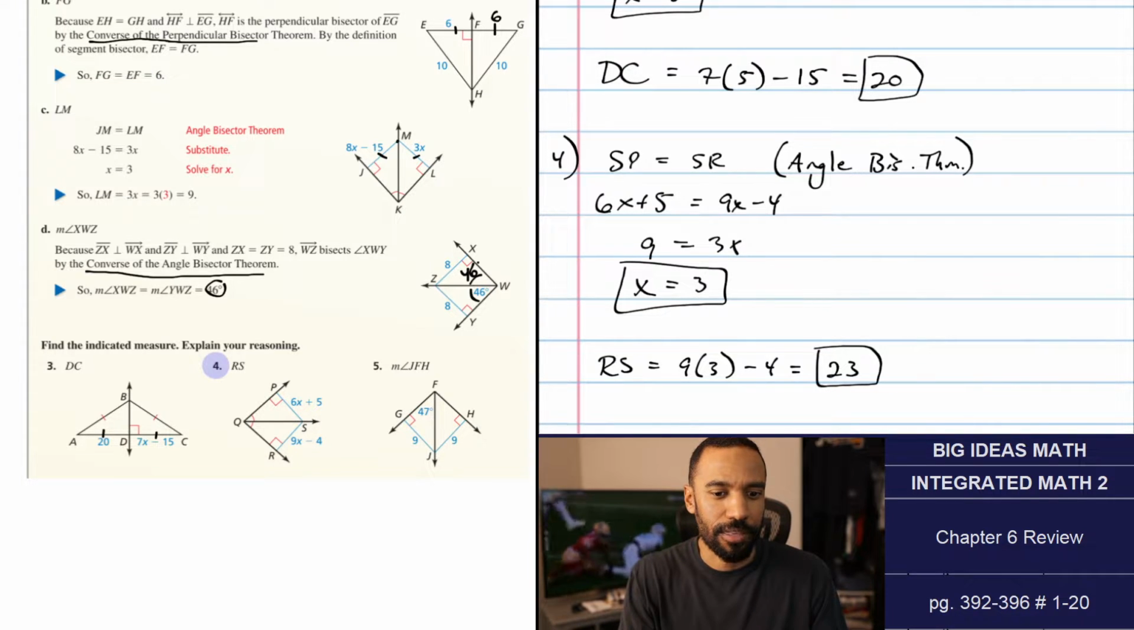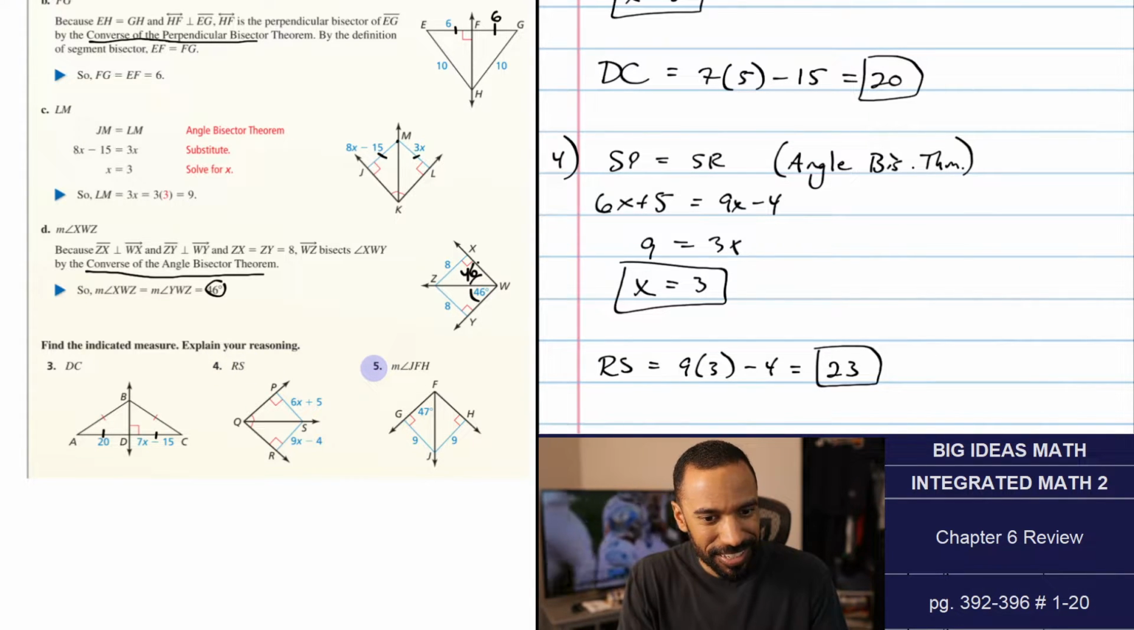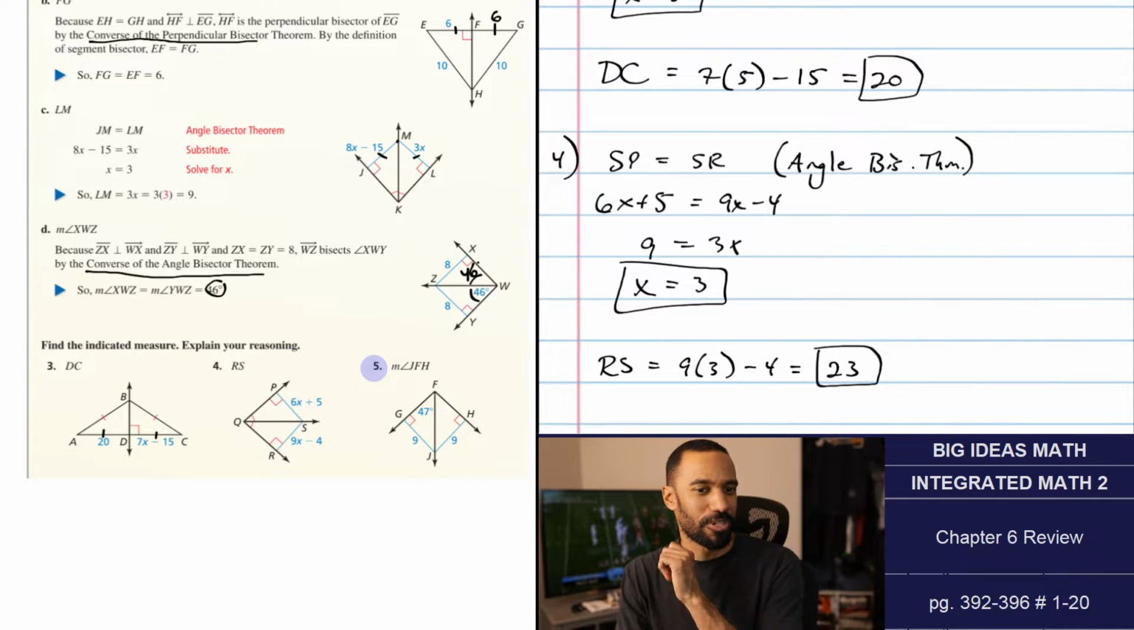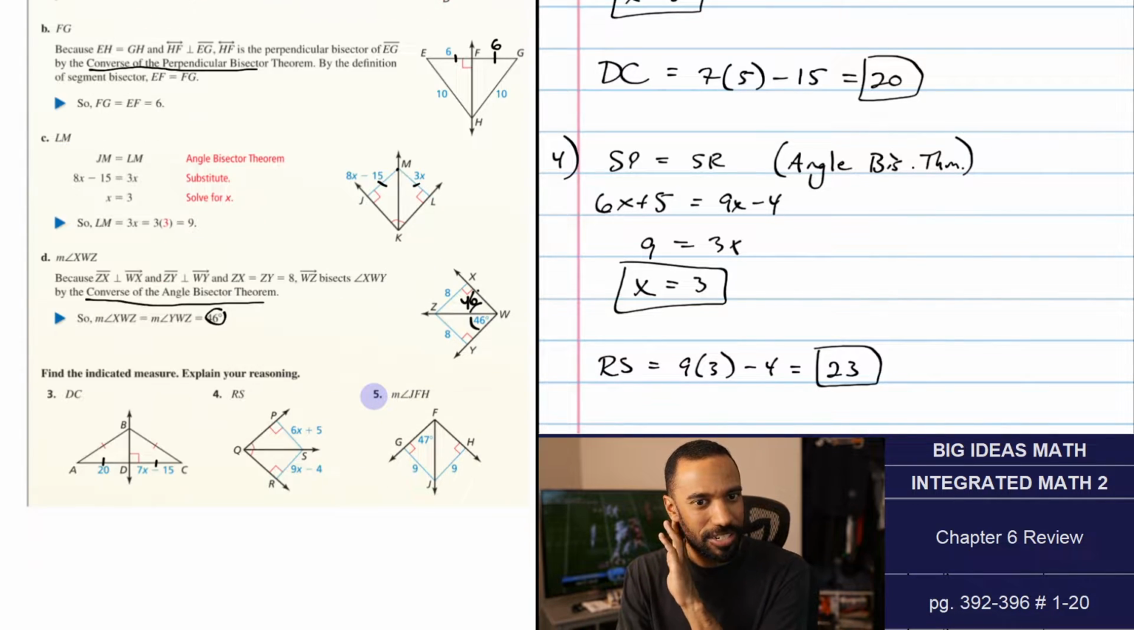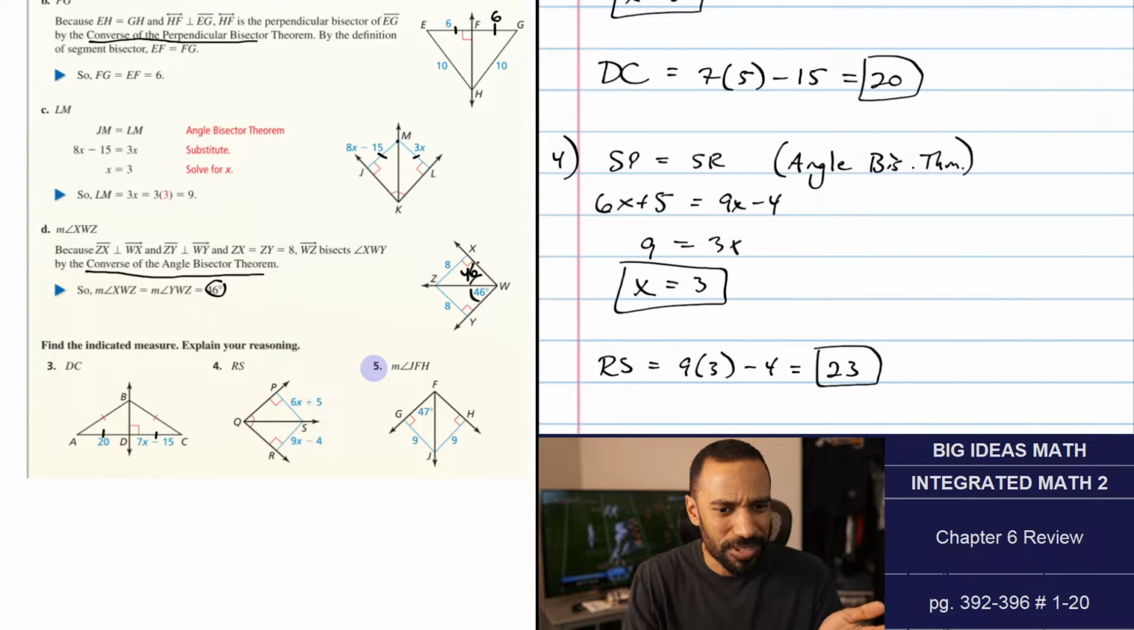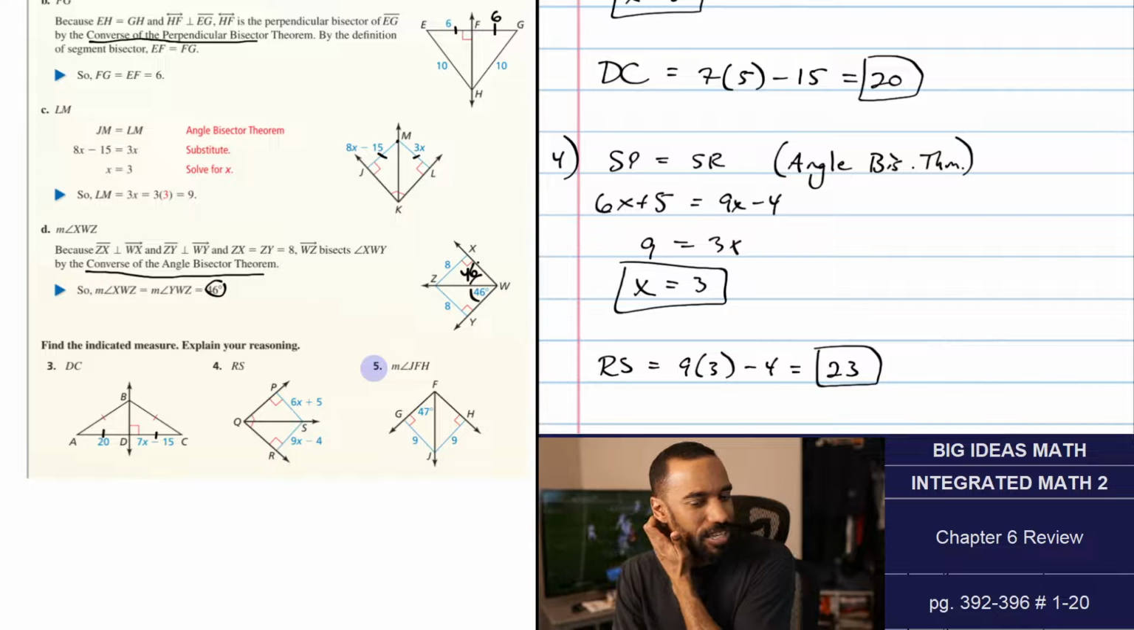And number 5, let's find the measure of angle JFH. It's one of those things again where, oh, never mind. I thought there was an algebra portion. I was going to say it's one of those things again where I could just say what it is. Was one of the examples like that? Oh, okay, like this one. Yeah, perfect. Listen, it's 47 degrees.